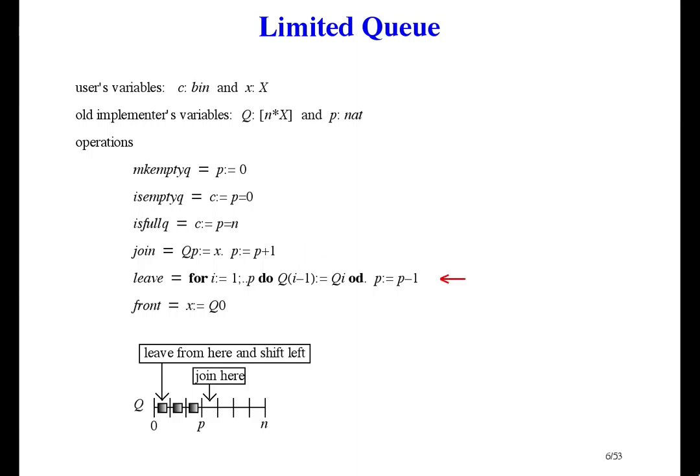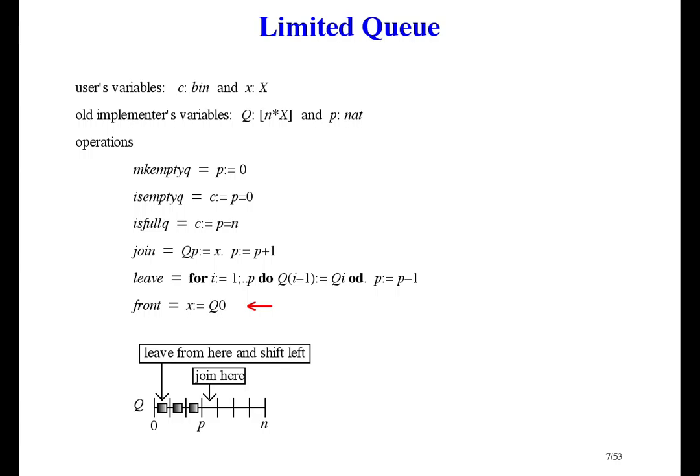Operation leave has to get rid of item 0, and it does that by moving all the other items left one place and then decreasing P. That works only if the queue isn't empty. And finally, Operation front just assigns Q0 to X. All these operations are fast, taking no time in the recursive measure except for leave, which takes time P minus 1.